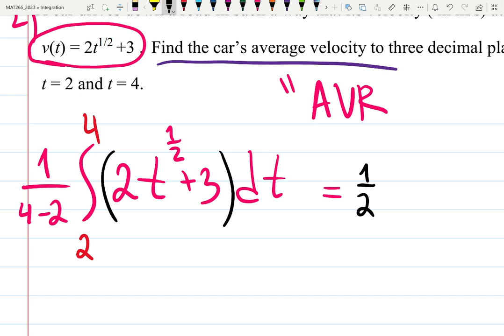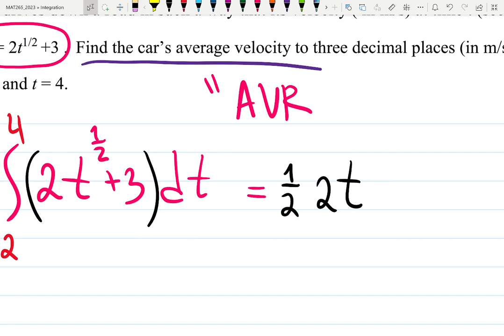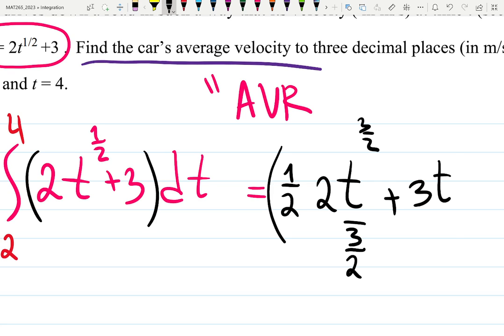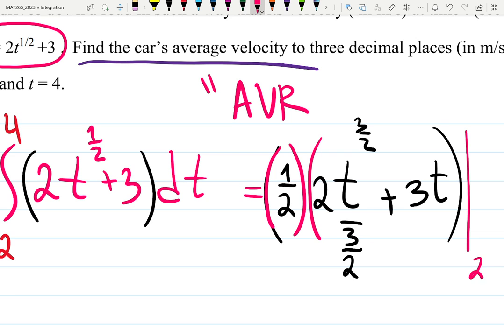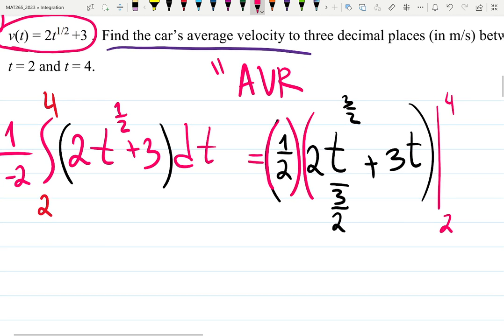I will divide by 1/2 everything. Integral of 2t to the 1/2 becomes 2t to the 3/2 over 3/2. We just did that. What is integral of 3? 3t. It's like you're asking yourself what gave you 3 after you differentiated. 3x, but in this case it's t. Good job. There's a mistake here. A parenthesis will be your popular mistake. 1/2, which came from 1 over 4 minus 2, is outside. So here it is. And then there's a bar from 2 to 4, and you plug 4 everywhere you see t, minus you plug 2 everywhere you see t.